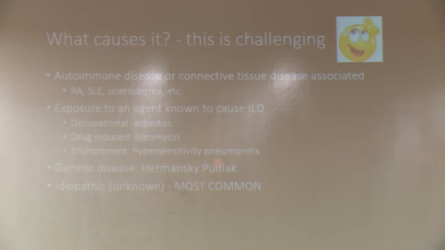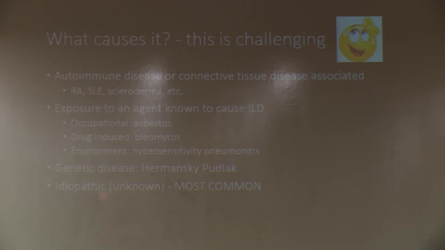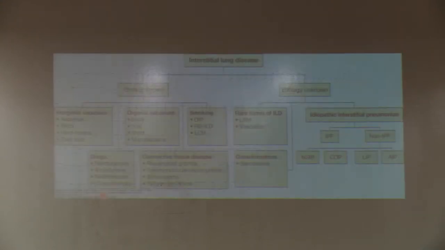Number three is genetic disease. This one we don't see a lot, Hermansky-Pudlak, but this is very rare. Number four, I think, which is the most common, is idiopathic. What idiopathic means is unknown. So despite all our testing, despite all our interrogation from you guys, we still don't know why it occurred. So unfortunately, by far, that's the most common.